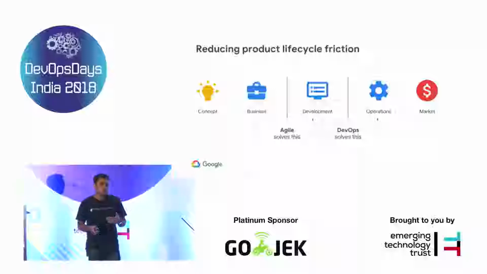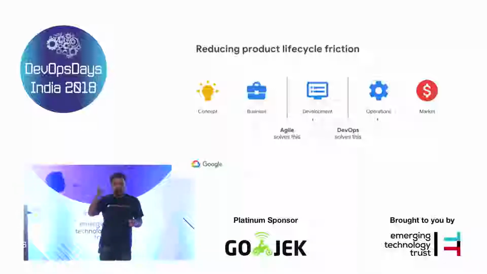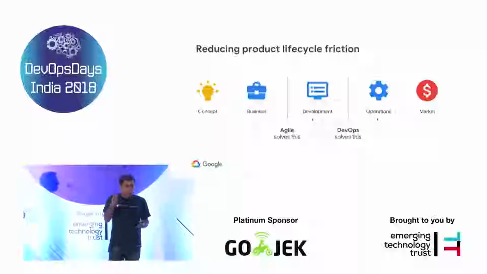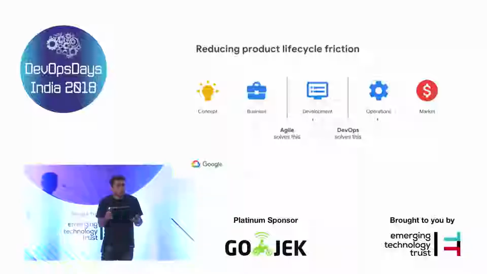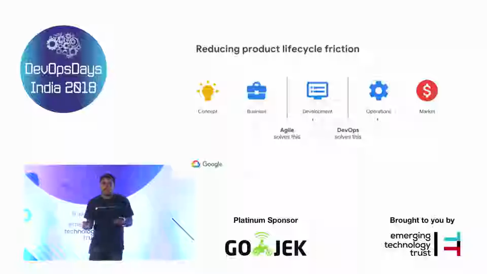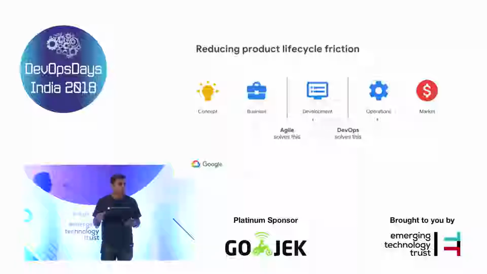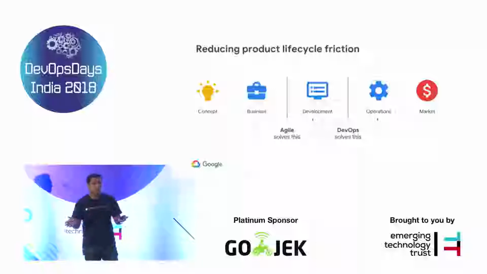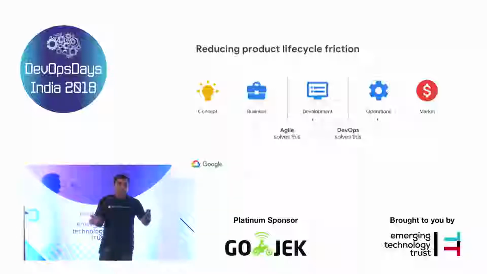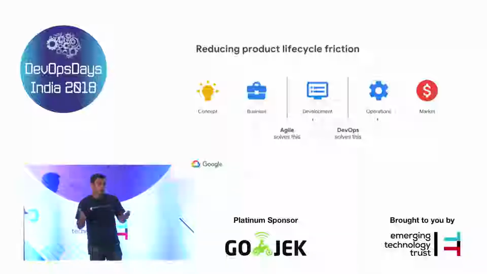You have the business, you have the development, and then you have the operations. Now, between the business and the development, the silos and the friction get solved by using the agile methodology, but that's not the only wall you want to break. You want your development and the operations team to be on the same page. So how do we break the wall between development and operations team? We can do that by DevOps.